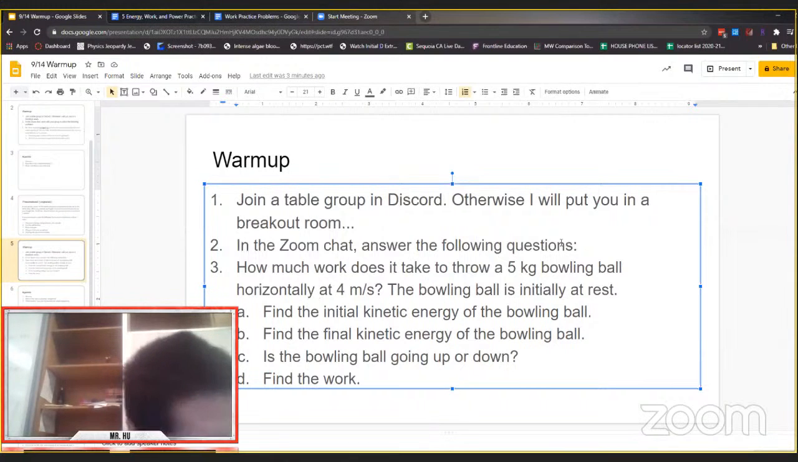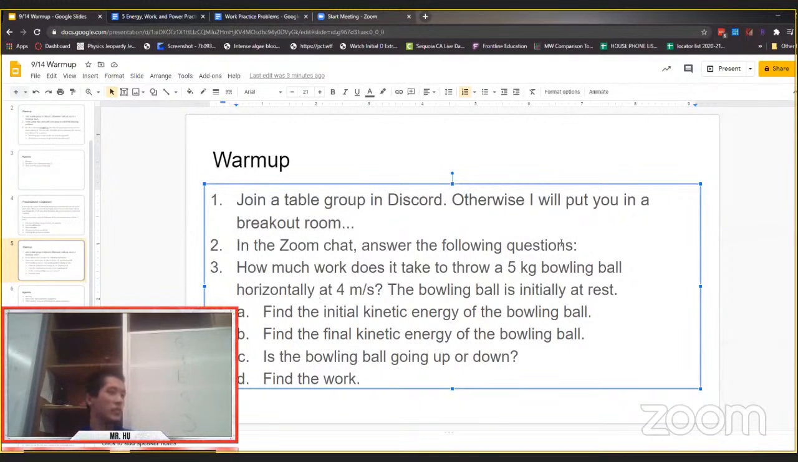If you're unsure of how to do this, see if you can answer any of these questions. So if you're unsure of maybe how to do A or B, see if you can answer C, right? If you can just answer C, put your answer to C in this Zoom chat, right? Is the bowling ball going up or down? That's a very important question. So feel free to answer that in the Zoom chat as well. Don't be too shy to answer C at the very least.